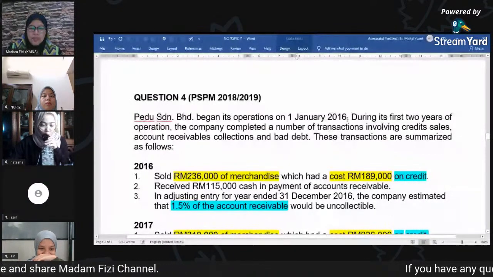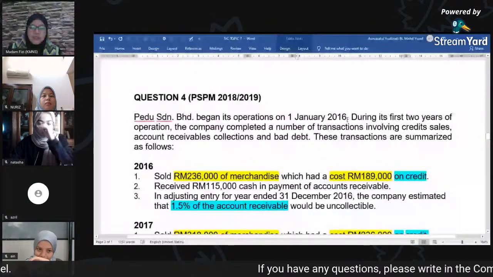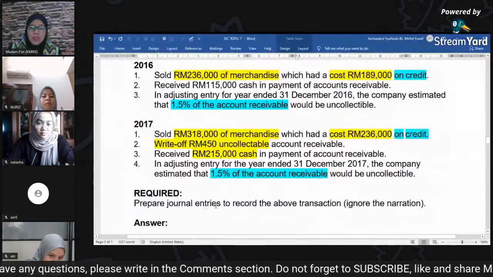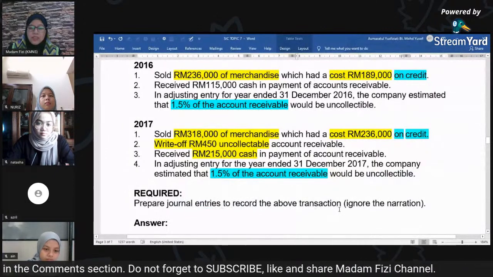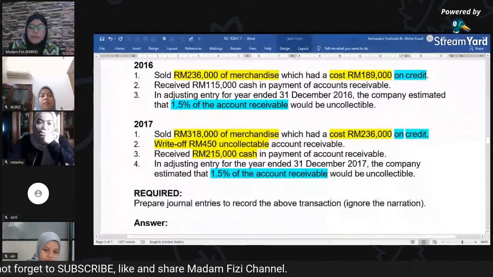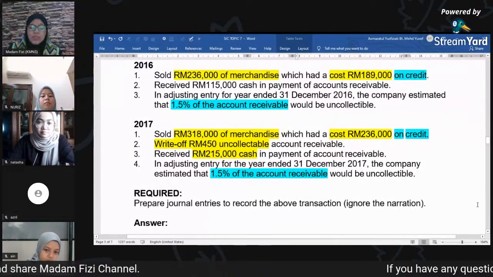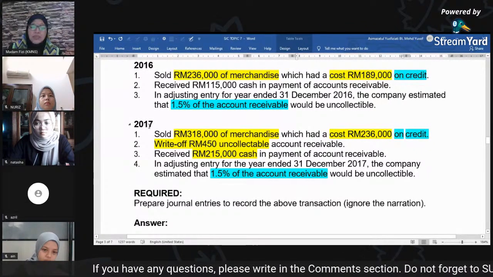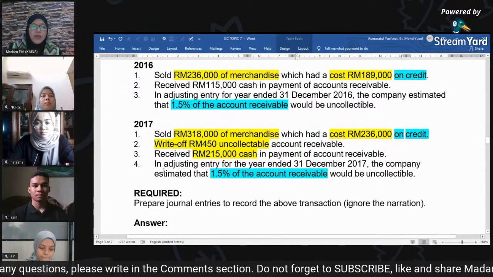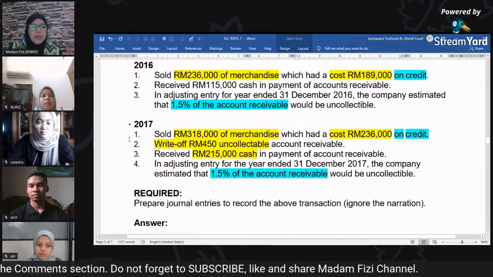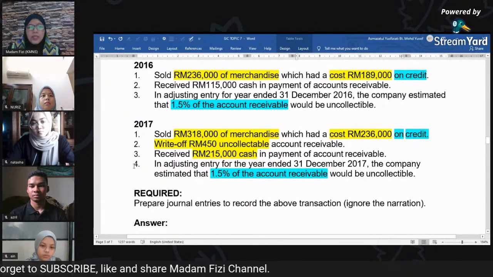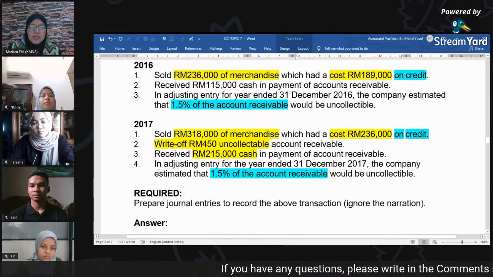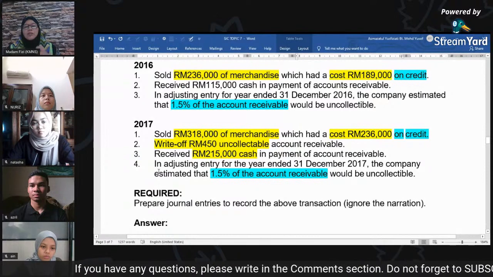Perdus yang Berhad began its operation on 1st January 2016. Before we go any further, read the question first. The question is the requirement. The requirement asks you to prepare journal entries to record the above transactions. Ignore the narration. That means you just only do the journal entries. So there are 2 years, 2016 and 2017. So at least you have to make a journal entry. Berapa item ni? At least ada 7, 3 in 2016 and 4 in 2017. So there is 7 journal entries that you have to record.